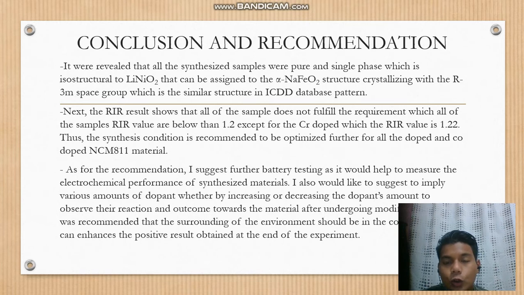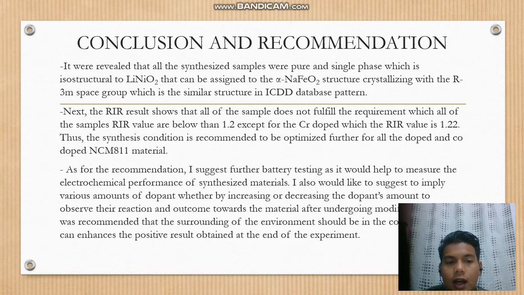Lastly, the conclusion and the recommendation. It was revealed that all the synthesized samples were pure and single phase, which is isostructural to LiNiO2, that can be assigned to the alpha-NaFeO2 structure crystallizing with the R3m space group, which is the similar structure in ICDD database pattern.